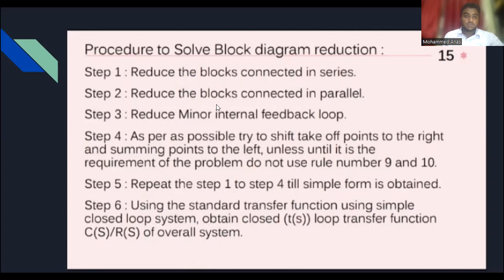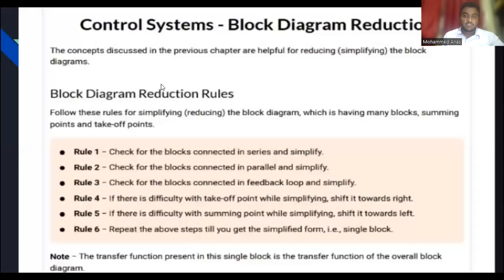Block diagram reduction rules. As I told you, there are some other rules also. Rule 1, check for blocks connected in series and simplify. Rule 2, check for blocks connected in parallel and simplify. Rule 3, check for blocks connected in a feedback loop and simplify.